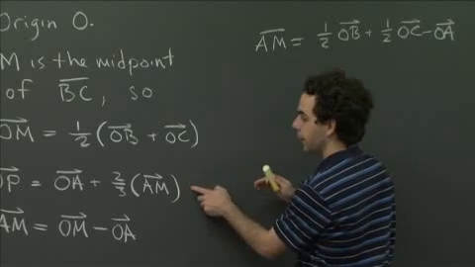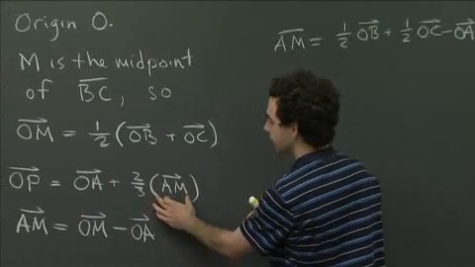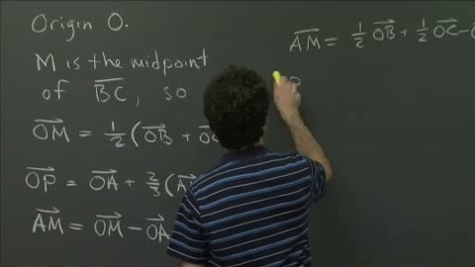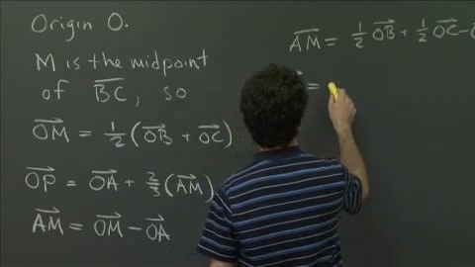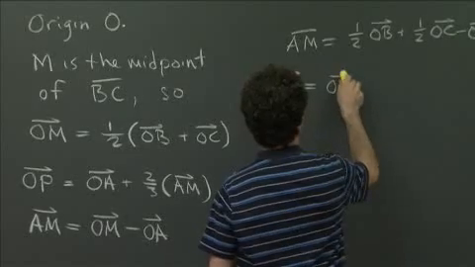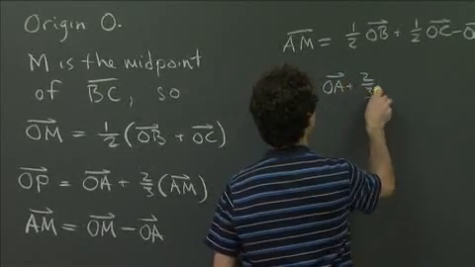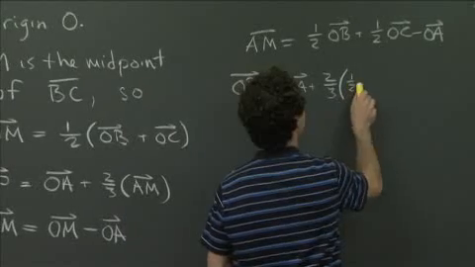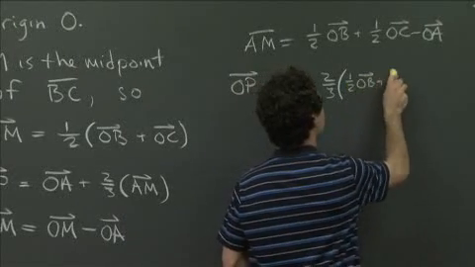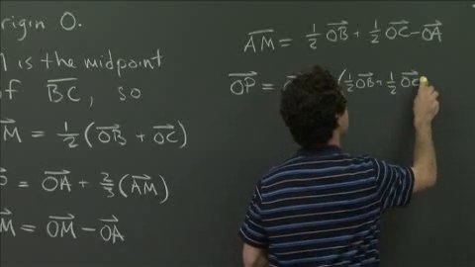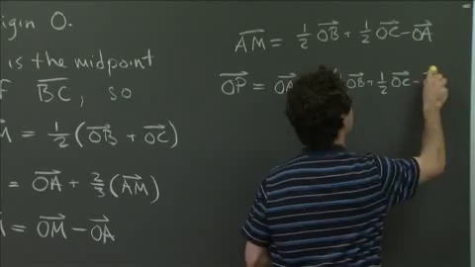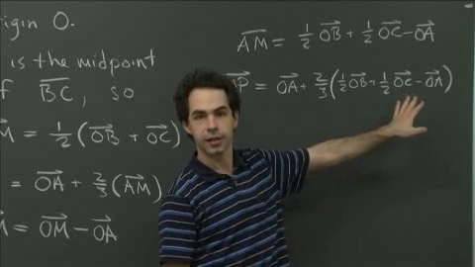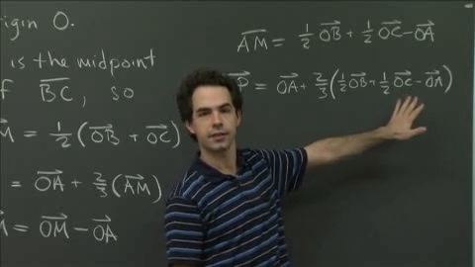And so now I need to figure out what OP is. So for OP, I just need to substitute in this new expression that I've got for AM. So I have OP is equal to, well, it's equal to OA plus 2/3 of what I've written just right above, 2/3 of AM. So that's 1/2 OB plus 1/2 OC minus OA. Okay, and so now you can multiply this 2/3 in, just distribute the scalar multiplication across the addition there.